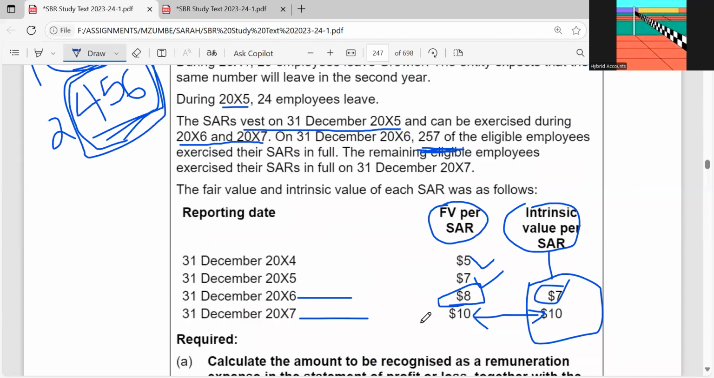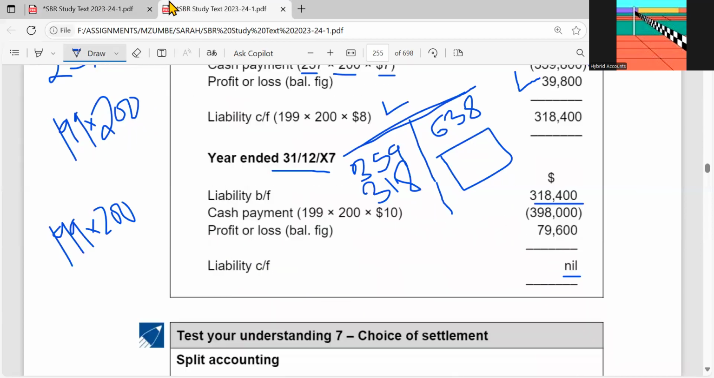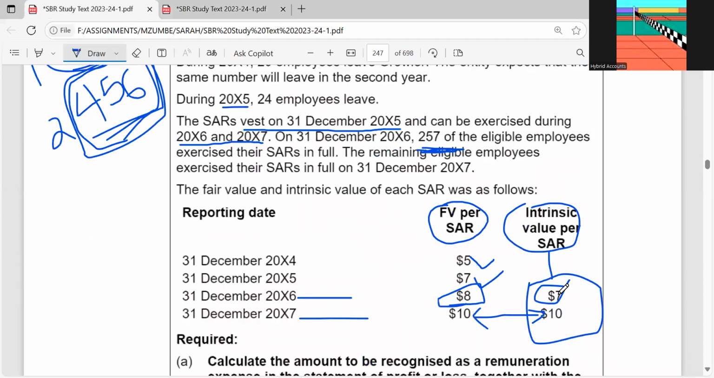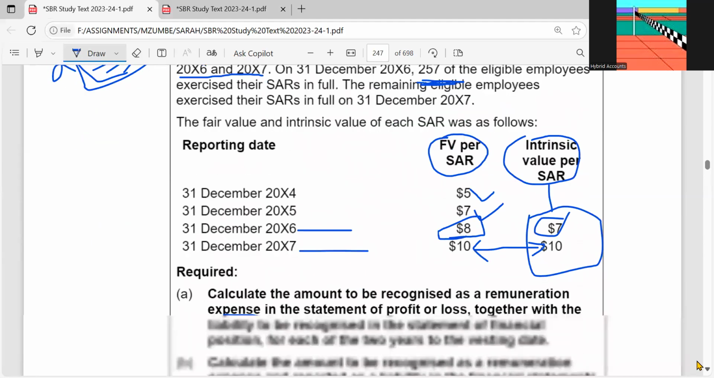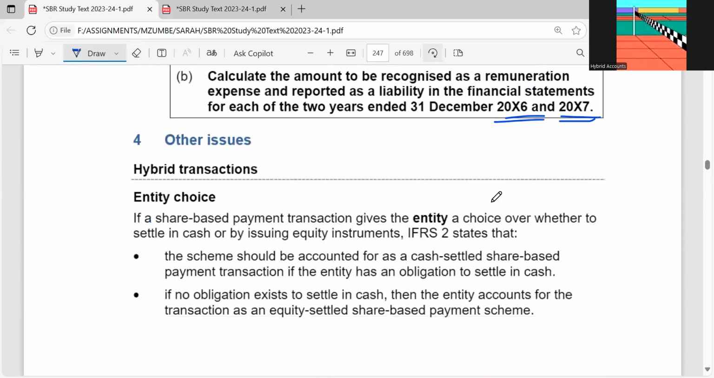What was the intrinsic value of 20x7? It was $10, right? So you multiply by $10 here and you get this figure, right? So you'd have this one on the credit side, this figure on the debit side, and the balance would still be on the credit side again, 79,600. You can do the T account if you wish, right? Yes, you have that option. So it's just fine. Okay, let's go back now to our notes so that we complete this.